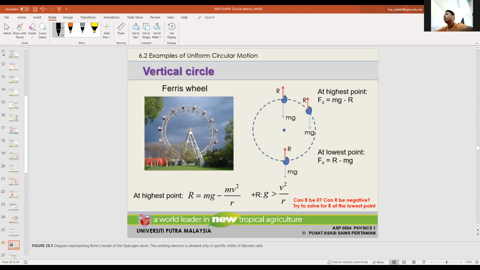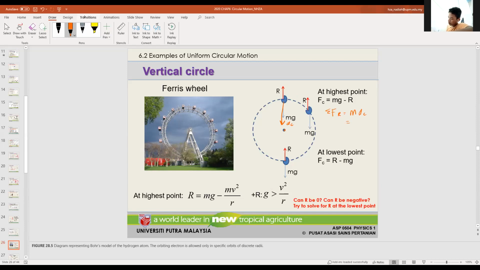Where is my AC pointing towards? Is it going here? Or is it down here? It's pointing in the same direction as mg because AC always points towards the center of the circular motion. This is my center. Okay, so to write this equation, Fr equals to MAC. That is your condition for a circular motion.